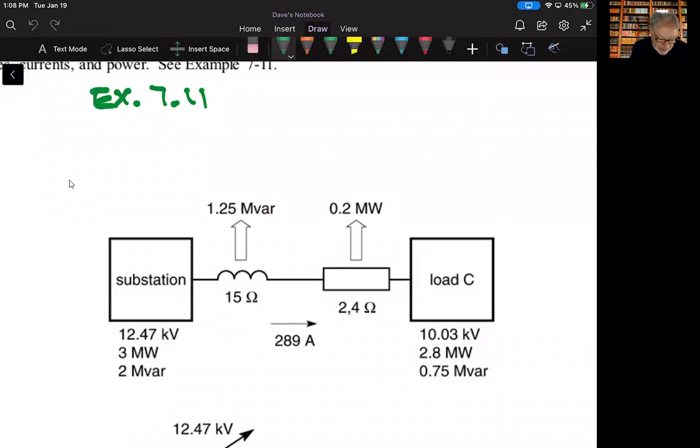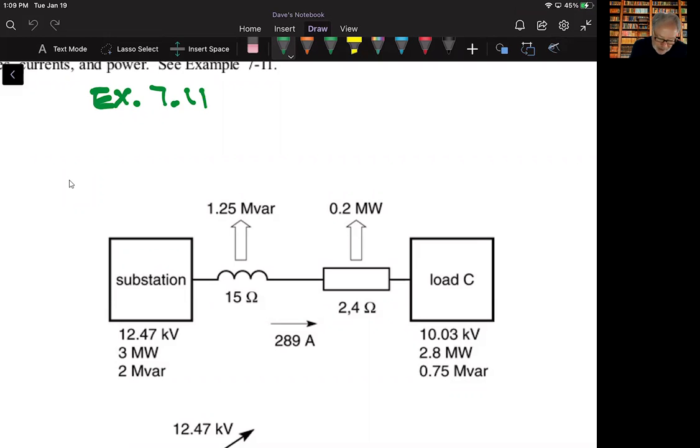It's very practical. They're real numbers that we're dealing with. So let's work through this problem and wrap up section 714. Here's the situation. It says we have a single phase 12.47 kilovolt transmission line that's several kilometers long.